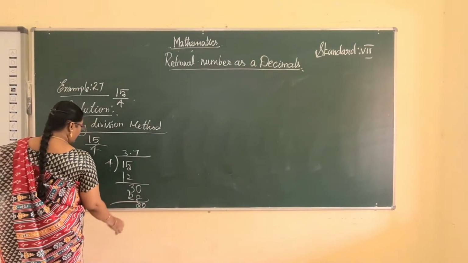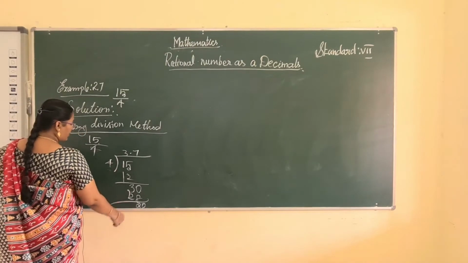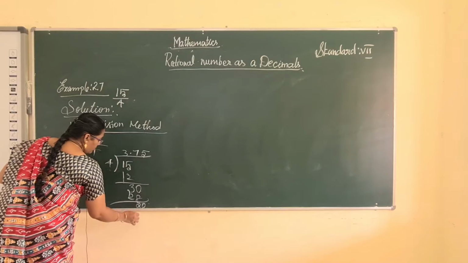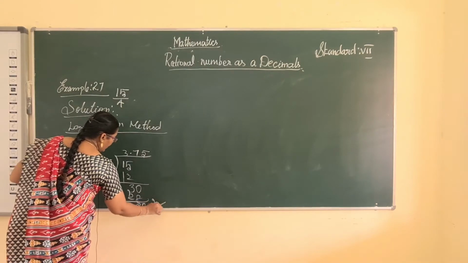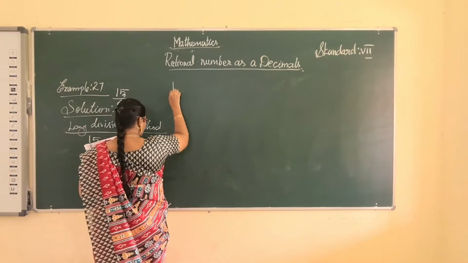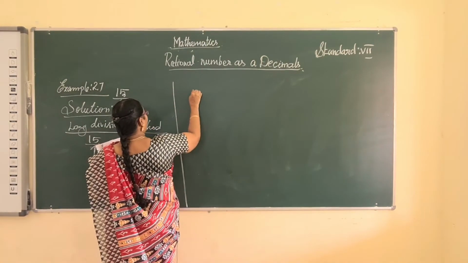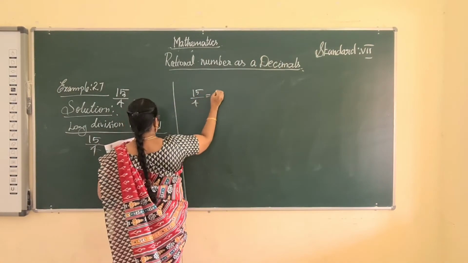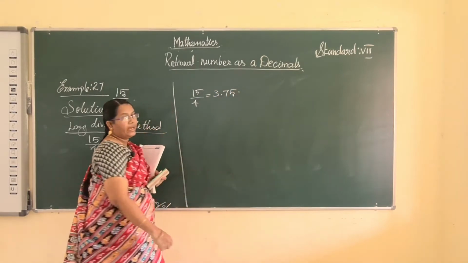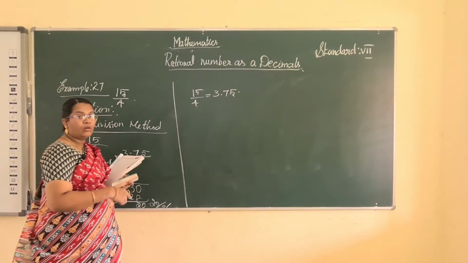What is remaining? 2. Add a 0. So how many times is possible? 5 times. 5 times 4 is 20, we get 0. So 15 by 4 is equal to, what is the value? 3.75. That is the quotient. So this is one of the methods.